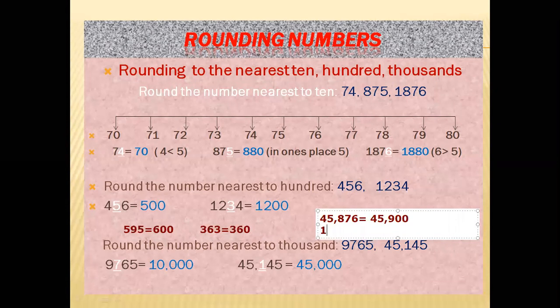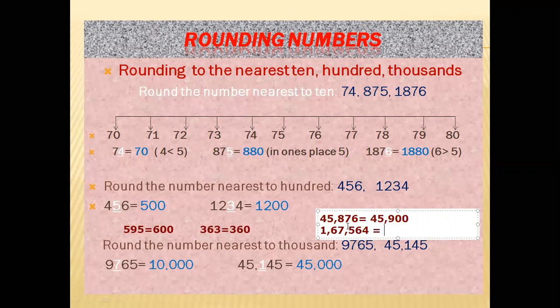Next, see, 1,67,564. Round this number nearest to 1000. How can we round this number now? Which place digit will we see now? Nearest to 1000 means we have to see the 100 place digit, right? In the 100 place, which digit is there? 5 is there. If it is 5 or greater than 5, then the 1000 place digit will change to the next digit.